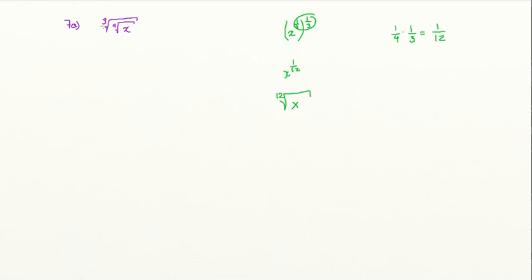We can also multiply the radicands together. So 3 times 4 equals 12. 12th root of x.